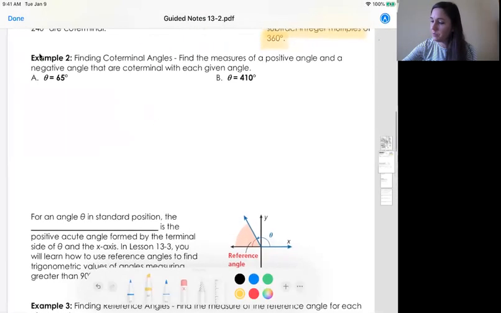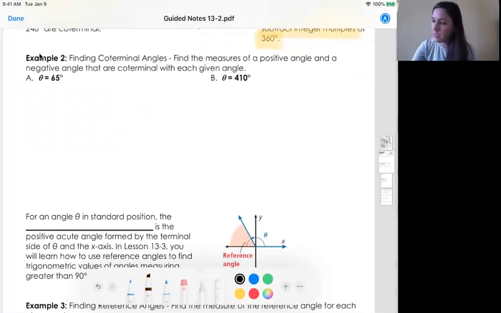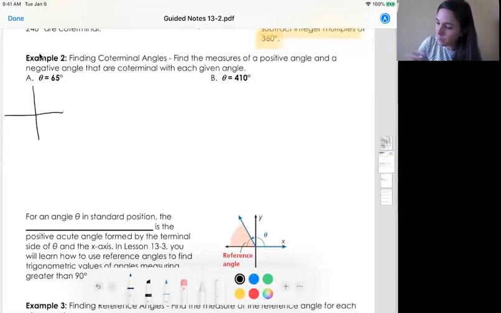Okay, so we've got a couple angles here. So first thing I do, I need to draw my angle. Okay. So it says we need a positive angle and a negative angle. So we need to find two coterminal angles. So remember, a negative angle is going to have that negative sign. They rotate in opposite directions. But we'll be good. All right, so I've got my angle theta, which is 65 degrees.